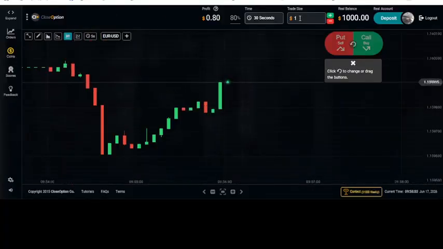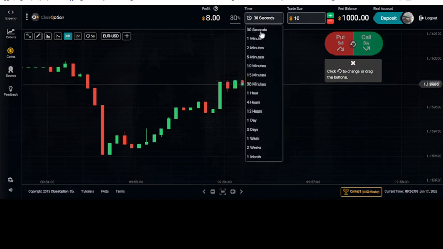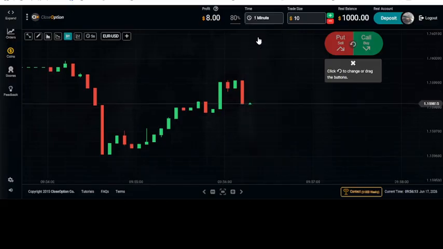So I'm going to be playing with 10% of my balance here, and so I set the trade size to $10. And for the trade time, we're going to be taking 1-minute binary trades here. So the rate of return, if I win the trade, is $8. If I lose, I lose the whole $10 amount.